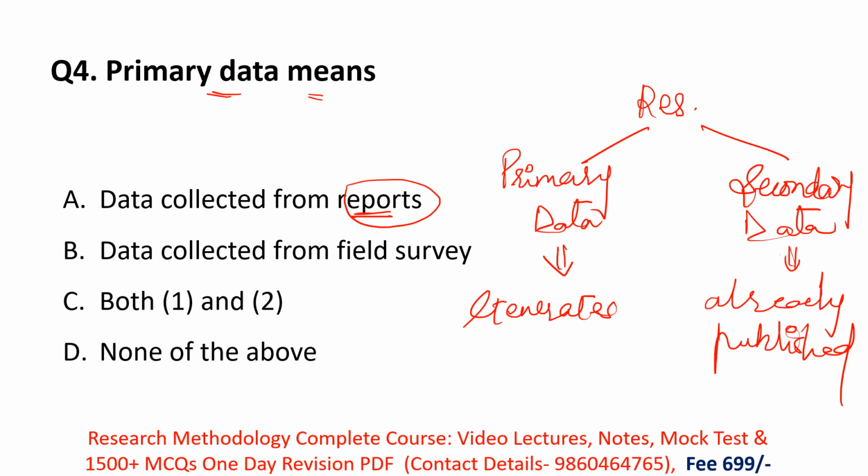And option B here is data collected from field survey. Here, one type of survey research is performed, and they collect the data. That means this is the correct meaning of primary data. Primary data means the data which is collected for the first time, which is new, which is generated by the researcher himself. So remember, primary data means the researcher generates data by himself only, fresh and new data. That's why the correct meaning of primary data is data collected from field survey.